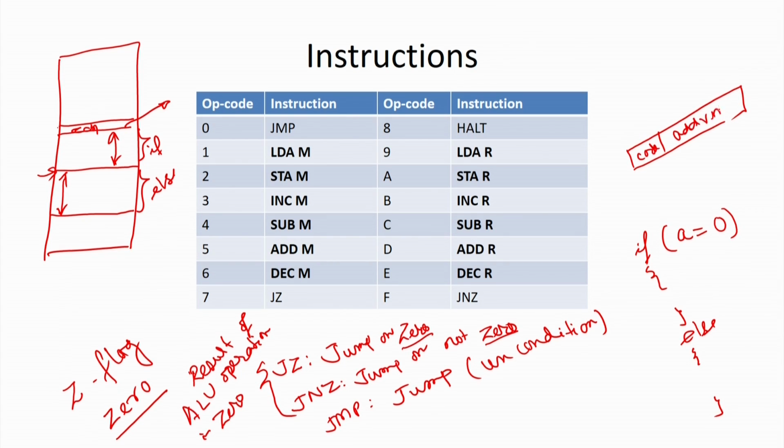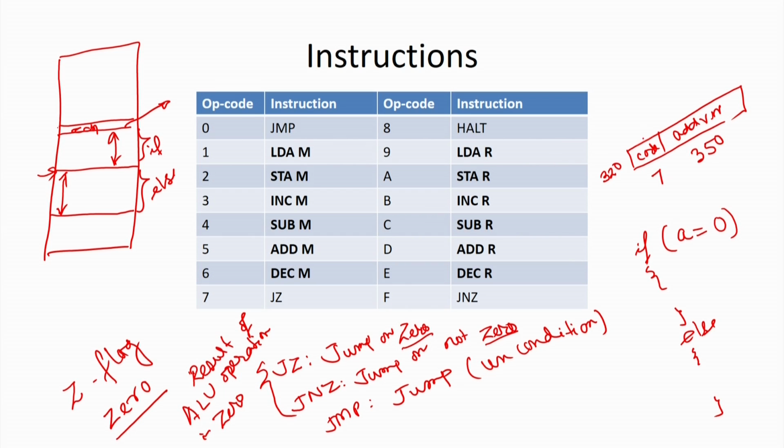Here I say that the opcode is 7 and the address is 350. When I execute this, if the condition is true, we jump to memory location 350. Say we are now at 320. The next instruction should be fetched from 321, but when this condition is satisfied, we do not fetch from 321, but from 350.